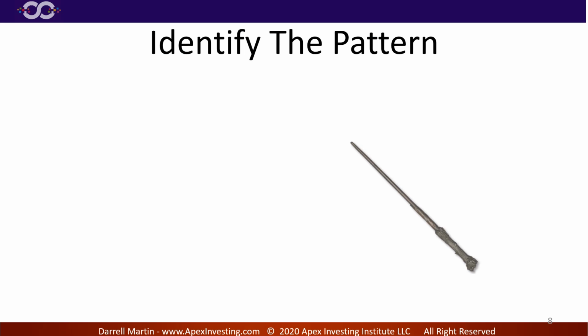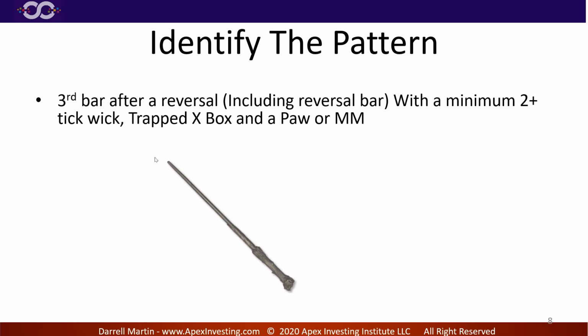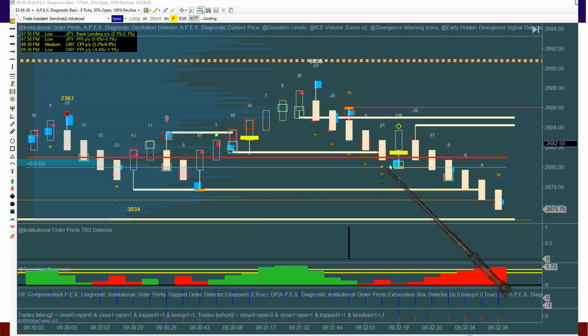Now we've got to identify the pattern. The pattern is the third bar after reversal, including the reversal bar itself, with a minimum of a 2-tick or more wick. So that third bar has to have at least a 2-tick wick on it. Not a 1-tick wick, not a no-tick wick, but a 2-tick, 3-tick, 4-tick, 5-tick, 6-tick, 7-tick, 8-tick, whatever wick. But it has to have a wick on it.